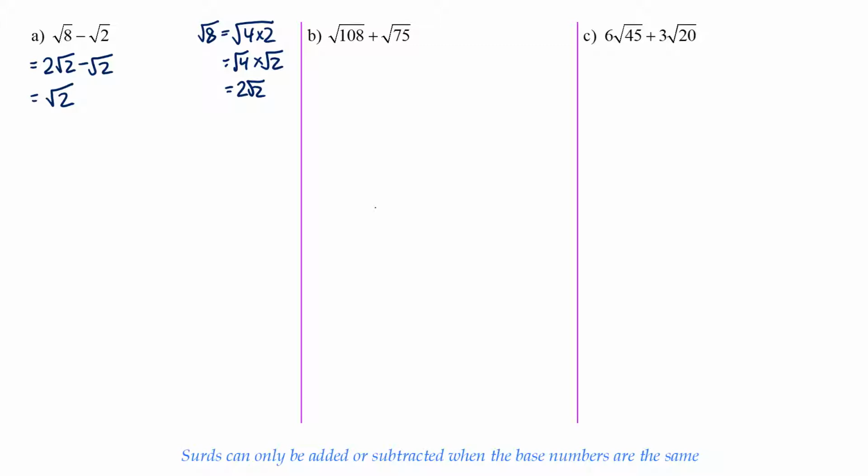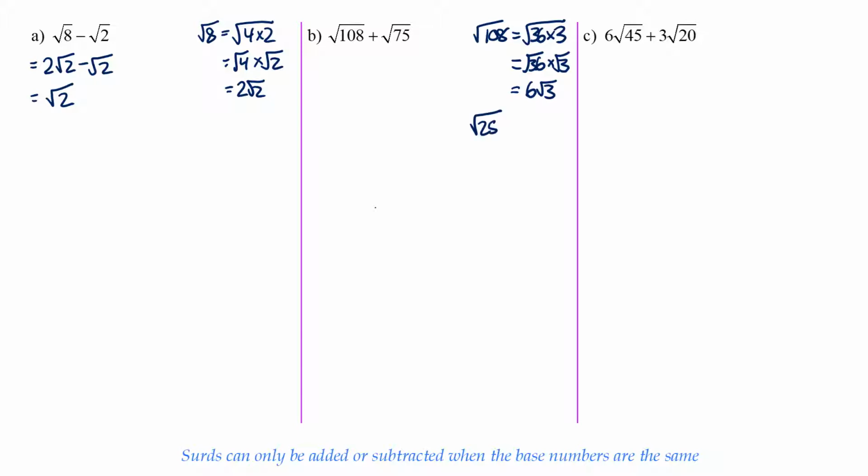So I'm going to go 108 divided by 16. Doesn't work. 108 divided by 25. Doesn't work. 108 divided by 36. Oh, it's 3. Okay, so I've got my largest perfect square. So square root of 108 is equal to the square root of 36 times 3, which is the square root of 36 times the square root of 3, which is 6 root 3.